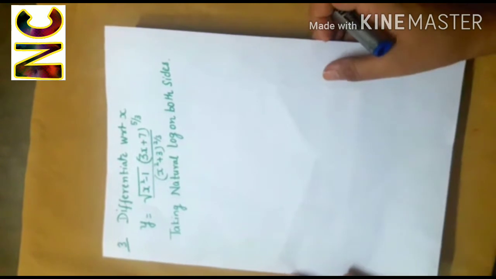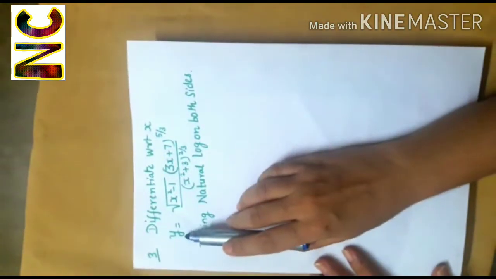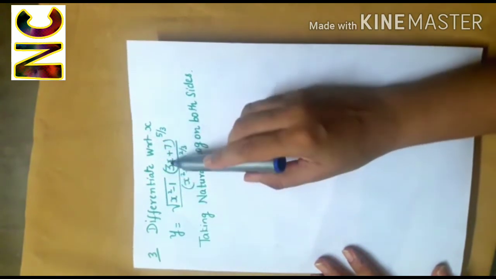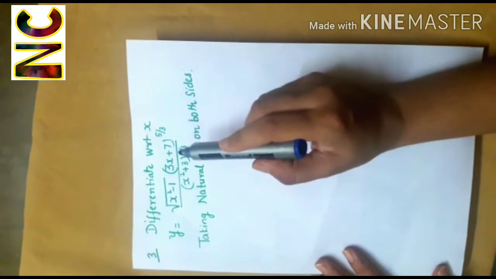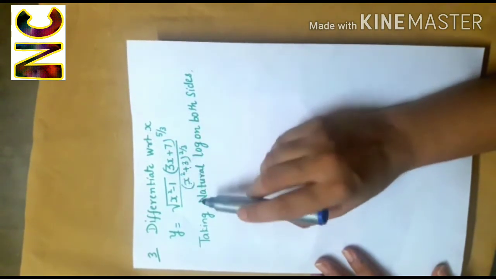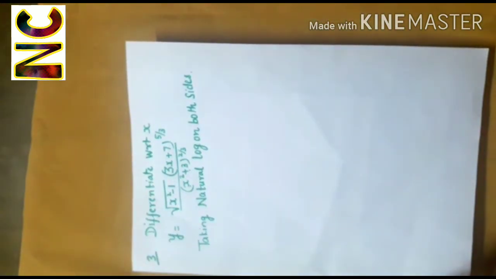Let's take another question. Differentiate with respect to x, where y is equal to the square root of x square minus 1 into 3x plus 7 raised to the power 5 by 3 over x square plus 3 whole raised to the power 2 by 3. Yes. Now look here.